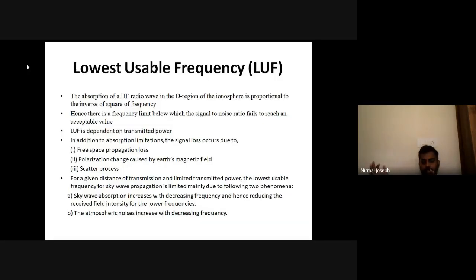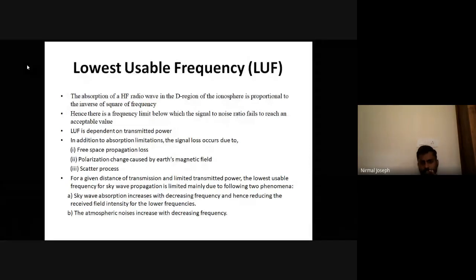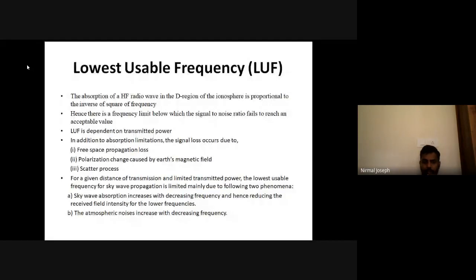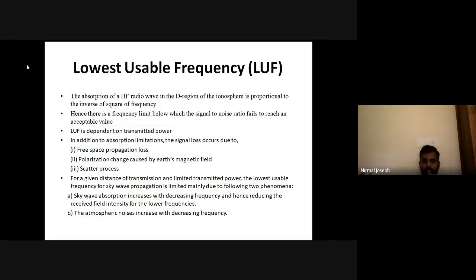Since our reception mainly depends on the signal to noise ratio, or SNR, if we are transmitting the signal with high power, then even though there is a considerable amount of absorption, we will get some result at the receiving end. But what is the problem? We cannot increase the power beyond a limit. So we should compromise in the frequency. We should not use very low frequencies.